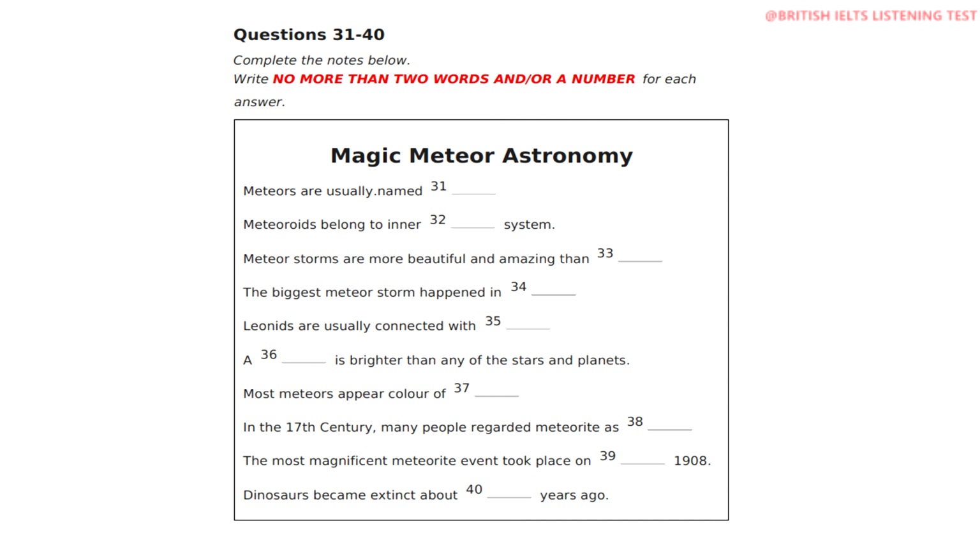Concentrations of material within the swarms may produce better than average displays in some years, with rates of hundreds per hour, and we're treated to a truly amazing display in which thousands of visible meteors can be seen for a brief period. The phenomenon is called meteor storms, which are more magnificent than meteor showers. Aha! That's wonderful!